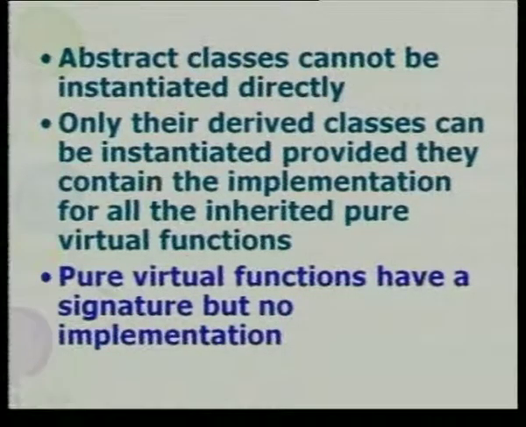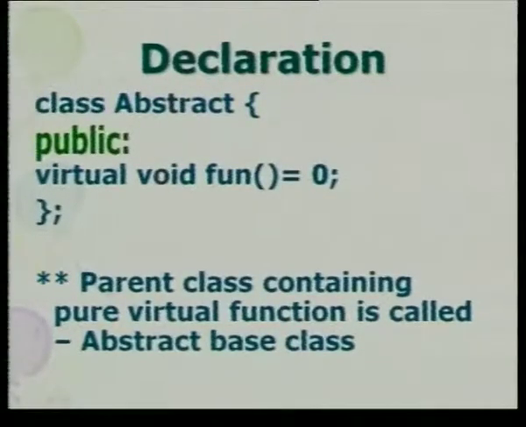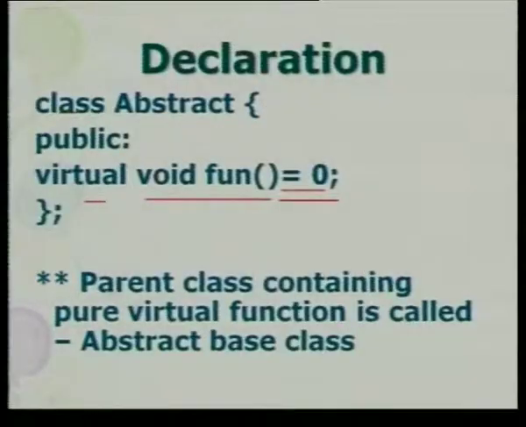Pure virtual functions have a signature, that is, they have an identity, they have a name, but they do not have any implementation. So, in the declaration of pure virtual functions, in class abstract, you have the public access specifier, virtual void fun equal to 0. Now, this is what actually specifies the pure virtual function. Virtual void fun, so far it is simply a virtual function, only when you equate it to 0 it becomes a pure virtual function. So, there will be no implementation for it, no definition for it, only the classes which inherit from this class abstract will give a definition for these pure virtual functions.